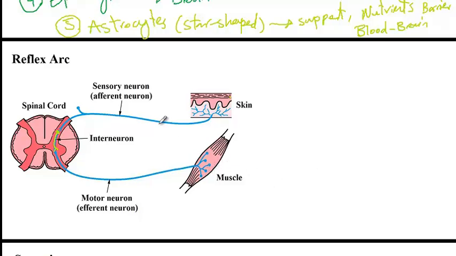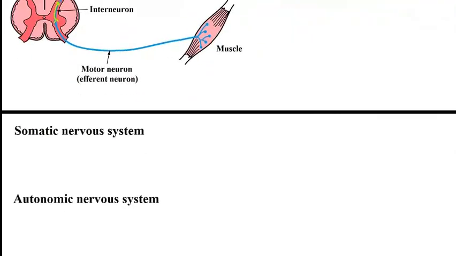Alright, so basically the reflex arc, by not involving the brain, will have a rapid response to avoid potentially harmful stimuli. Next, we are going to discuss the division of the somatic and autonomic nervous system.